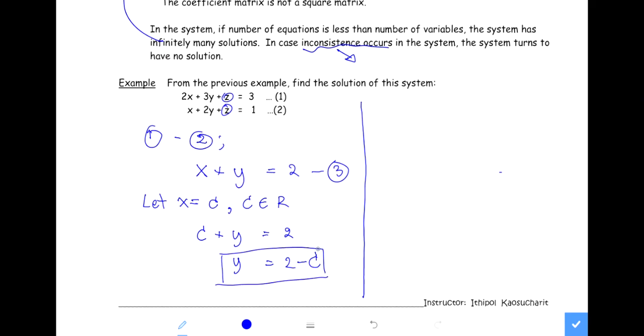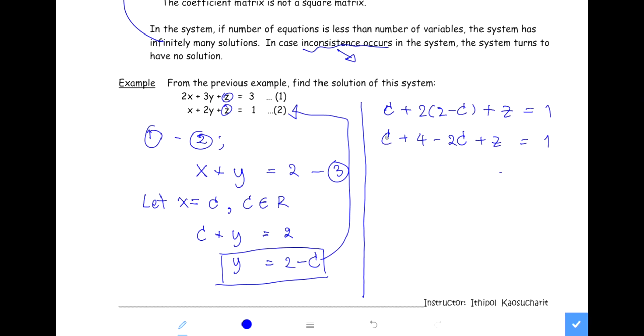Then you take this one and put it back into equation 1 or equation 2. I'm going to choose equation 2 because I feel it's easier. So I substitute this back into equation number 2. My x is now equal to c, and 2y becomes 2 times (2 minus c), plus z, and that is equal to 1. Doing the math: c plus 4 minus 2c plus z equals 1. So I'm going to have negative c, and to make it easy, I would just have the letter z alone.